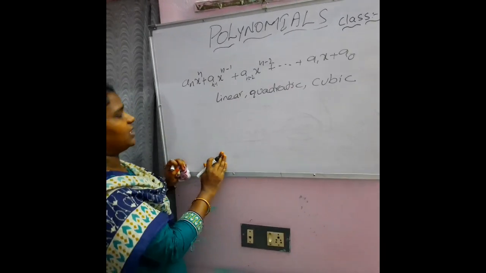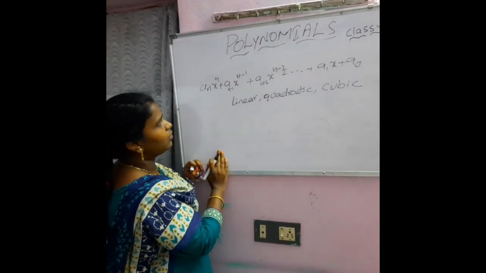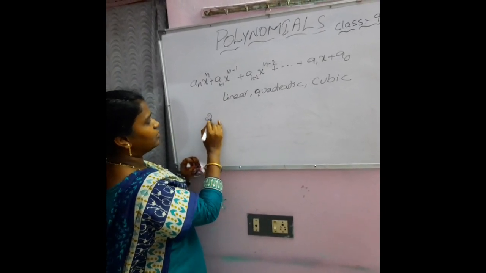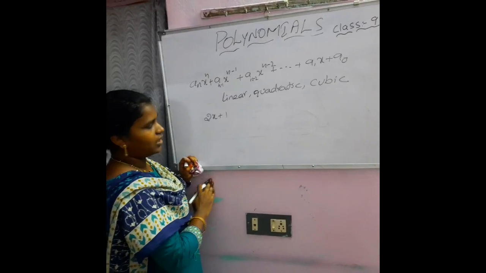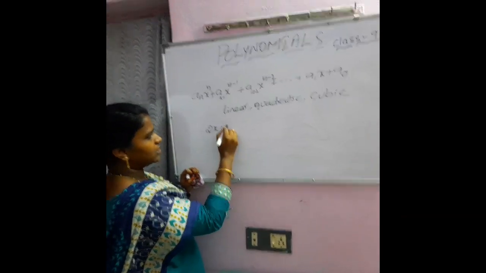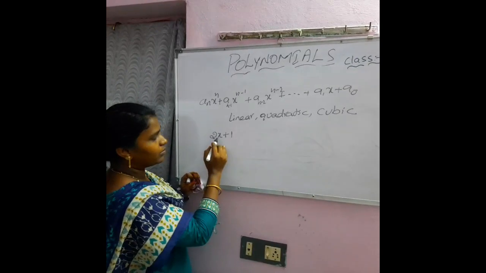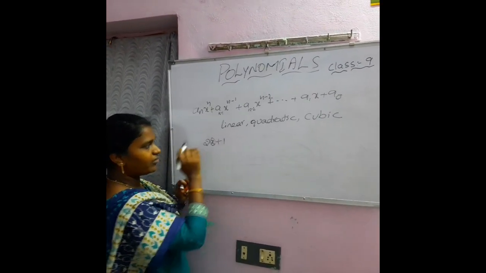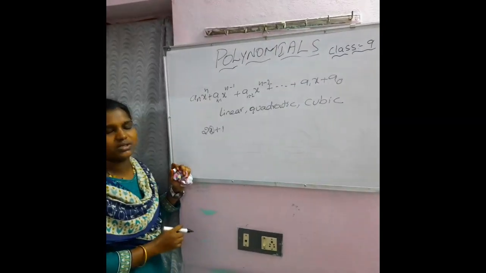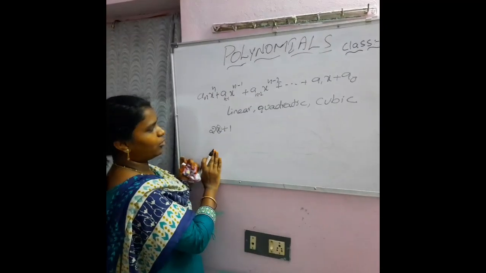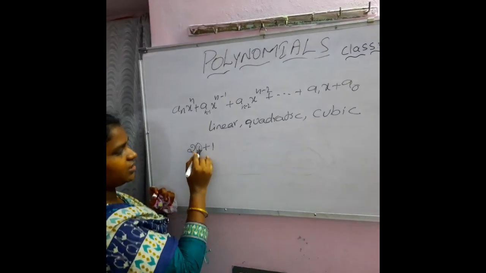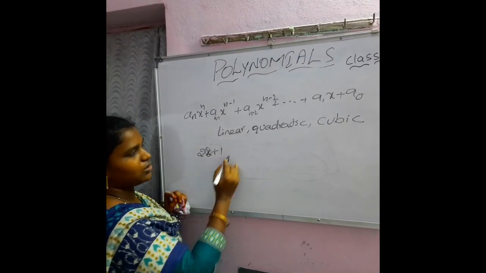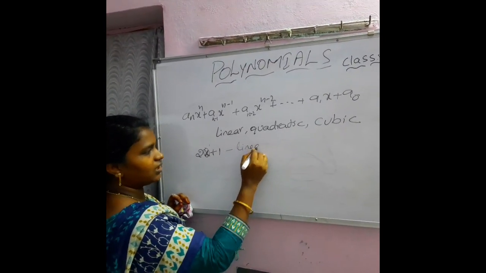That means the degree is the power of the variable. That is, if I had taken 2x plus 1, the degree of the polynomial is the highest power in the equation. Whatever variable we are having, the highest power of the variable is called the degree of the polynomial. So here, in 2x, the degree of the polynomial is 1, so it is called a linear equation.